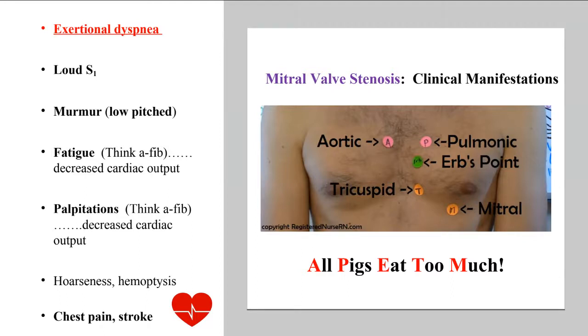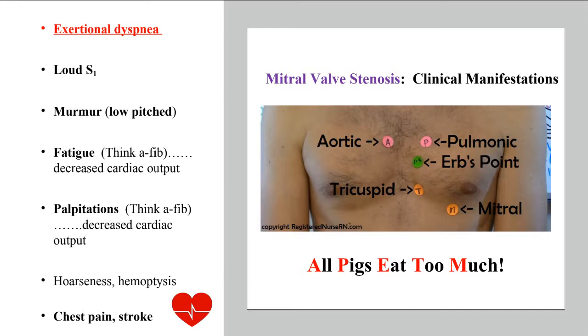All right, that's what lub and dub is, and we shouldn't be really using those terms. Okay, so these patients are going to have some exertional dyspnea. So when they're active, when they get up out of the chair, go to take a shower, or just go out to eat, they'll have exertional dyspnea. So when they're exerting themselves, they're going to have difficulty breathing. They're going to complain of shortness of breath.